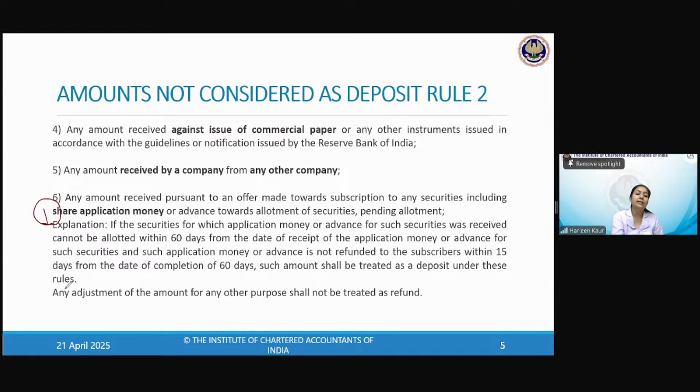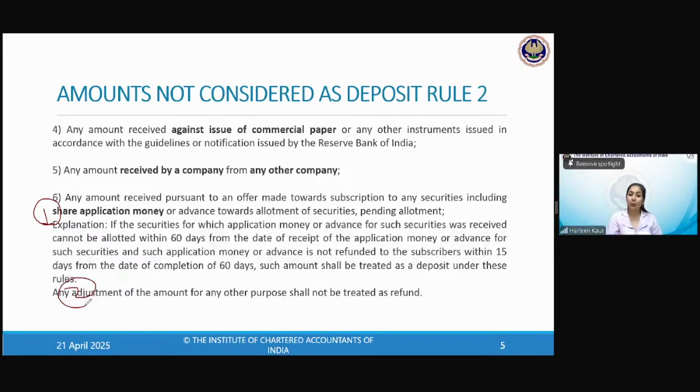The second point is, if you have not refunded the money and you are trying to do any other adjustment, will it be considered as a refund? Yes or no? No. Then will it be considered as a deposit? Yes or no? Yes. Good.